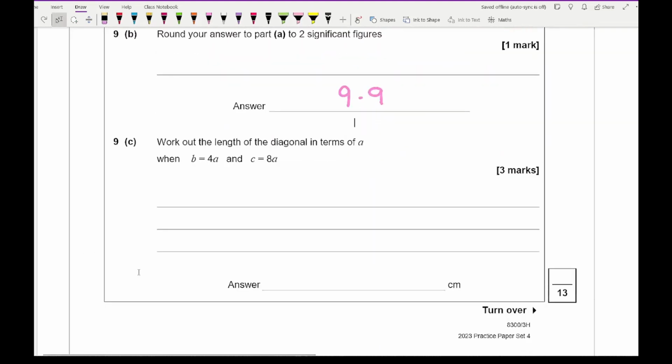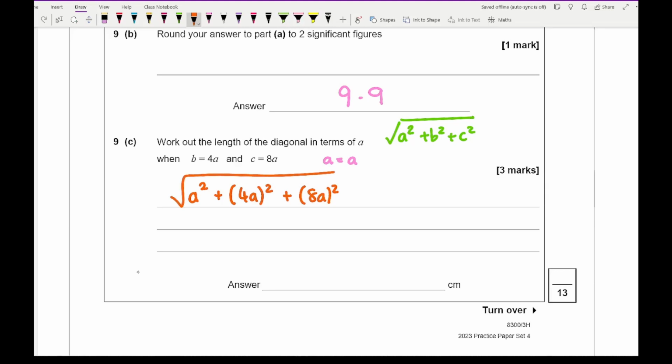Then for part C, it says work out the length of the diagonal in terms of a. So here we know that a equals a, b equals 4a and c equals 8a. So if I just remind myself of the formula, well, the formula is a squared plus b squared plus c squared. So from this I've got a squared plus b, which is 4a squared, plus c, which is 8a squared, and that's all square rooted.